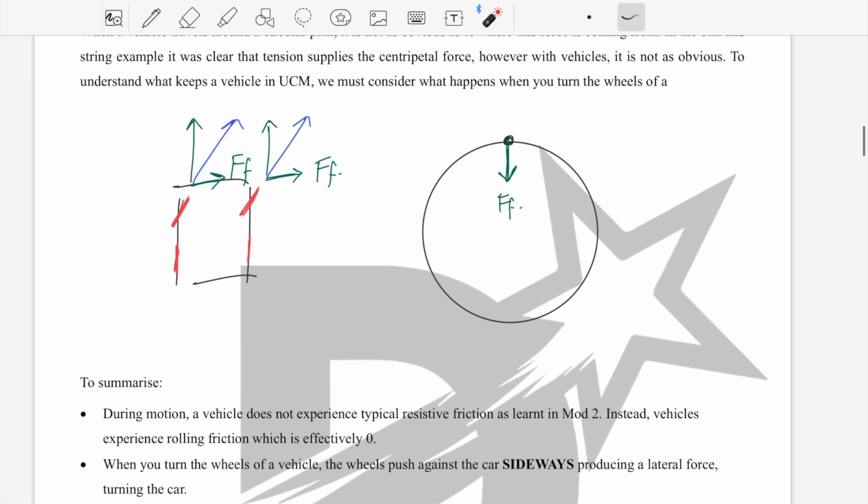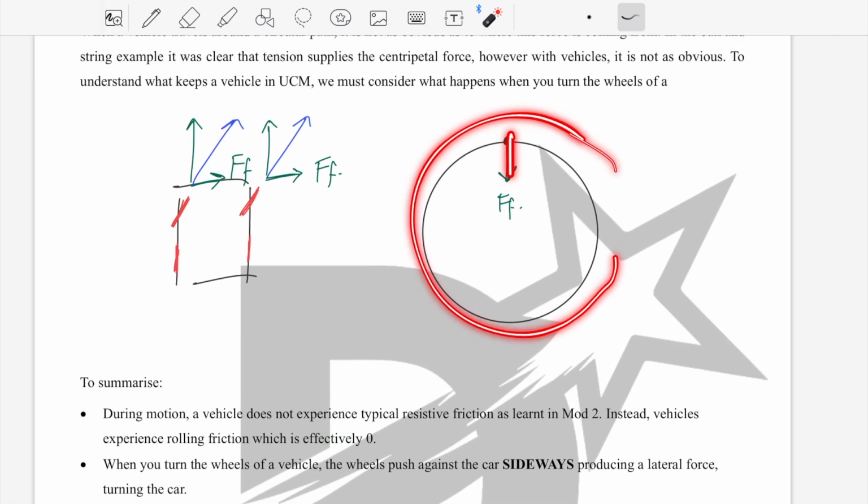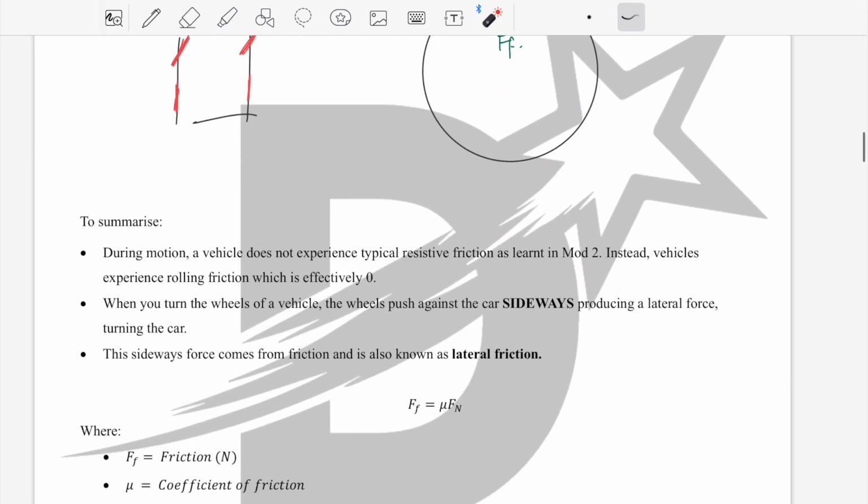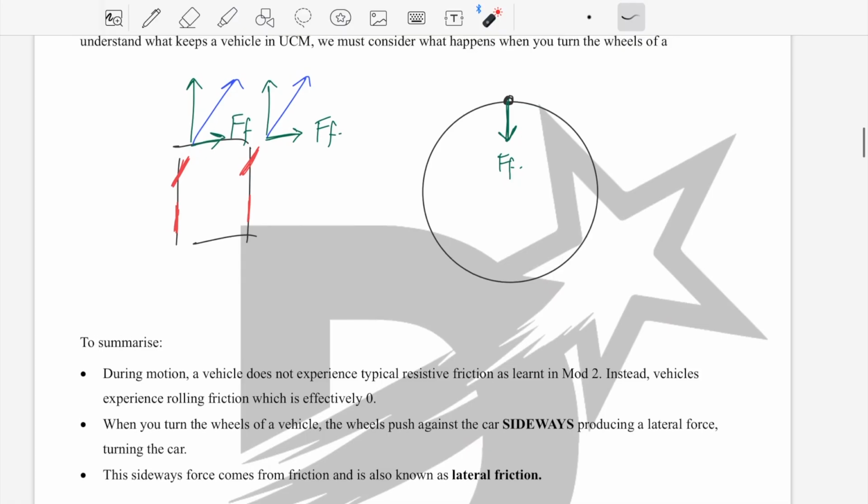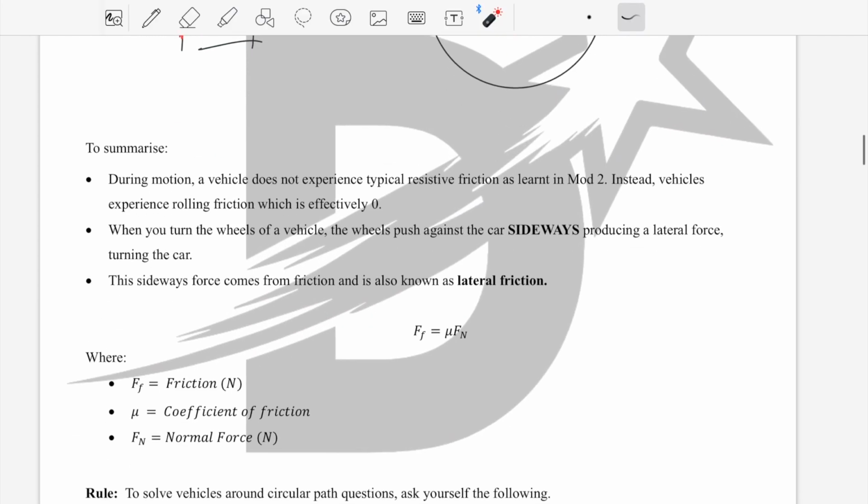Cool, so now that we have established that the frictional force is responsible for turning a vehicle, we just have to understand how much frictional force is being generated. Remember, in Module 2, we learned that the frictional force is given by the formula mu times Fn, where mu is the coefficient of friction and Fn is the normal force.